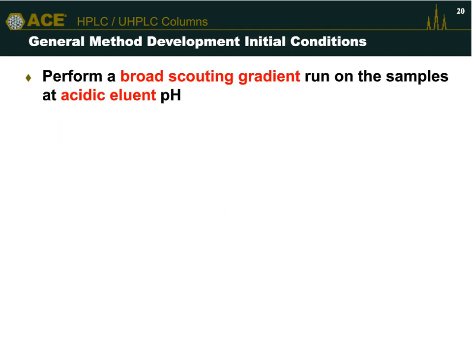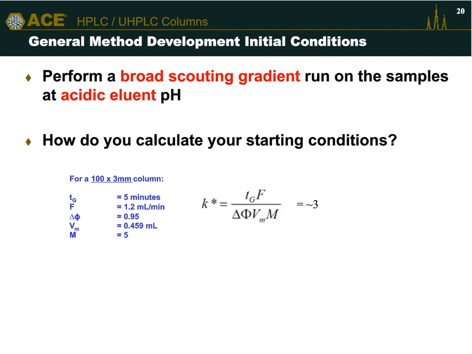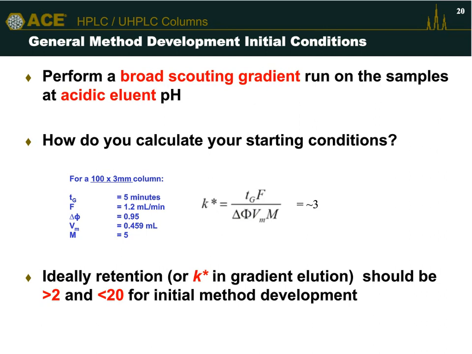So I showed you a short 3-column 2-solvent system, and I'm going to use that as the basis for this example. So first of all, lots of people would generally perform a broad scouting gradient run at an acidic pH. This is what I always recommend. How do you calculate your starting conditions? Well, it depends on the columns you have available to you. For gradient chromatography, their dimensions, and from that you can calculate your flow rate, and of course, depending on the type of system you have, what your maximum pressure is.